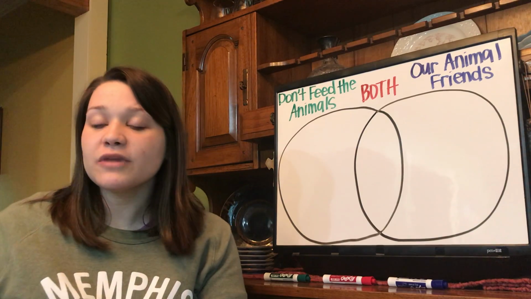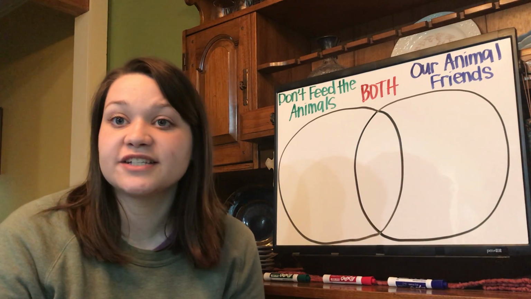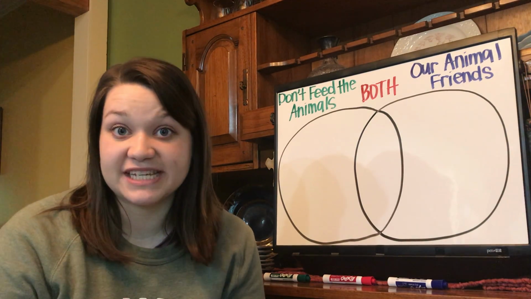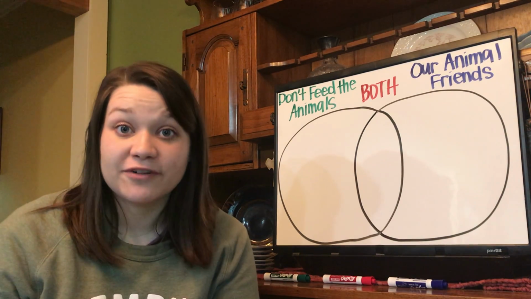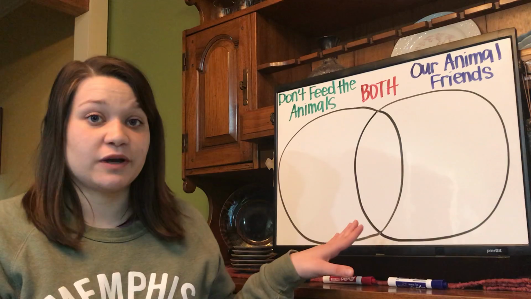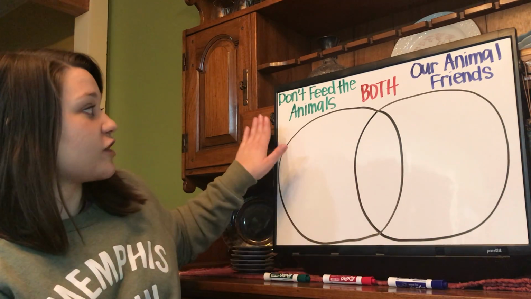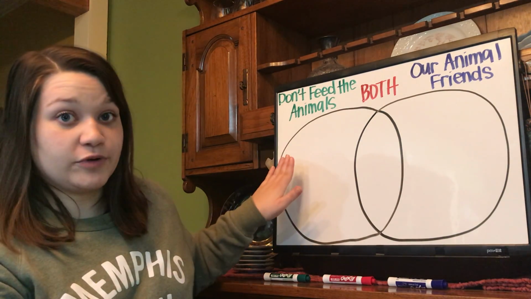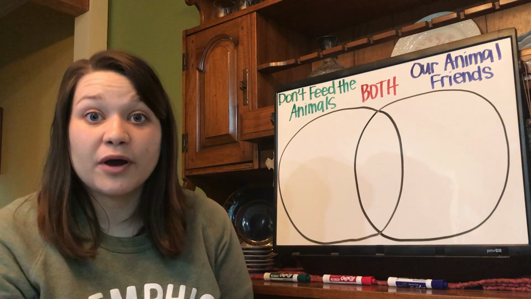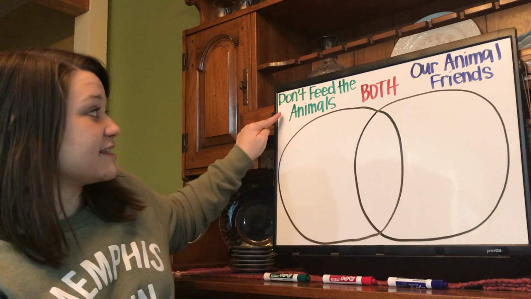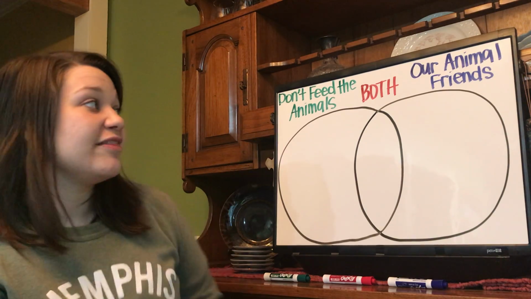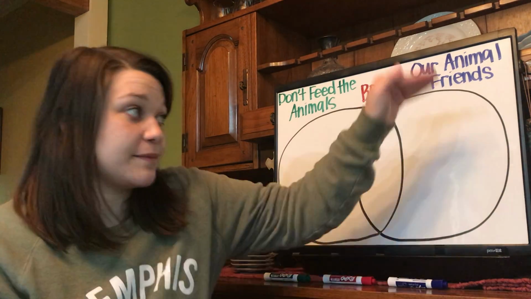So to compare and contrast these two texts, first we need to read both of the texts. And as we read them, we're going to be looking for important information that we can add to our Venn diagram. So I'm going to start by reading Don't Feed the Animals. And when I come to an important part, I'm going to pause. We're going to write it down on the side that says Don't Feed the Animals. And then when we read the second one, we'll do the same thing.